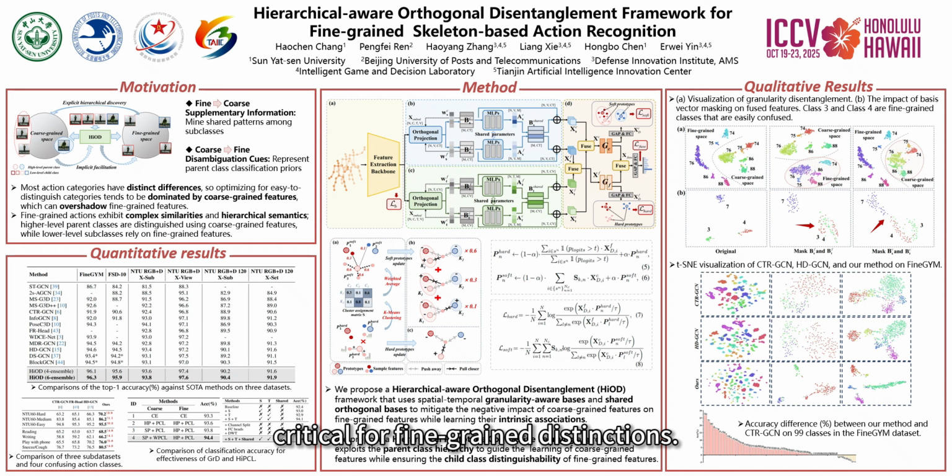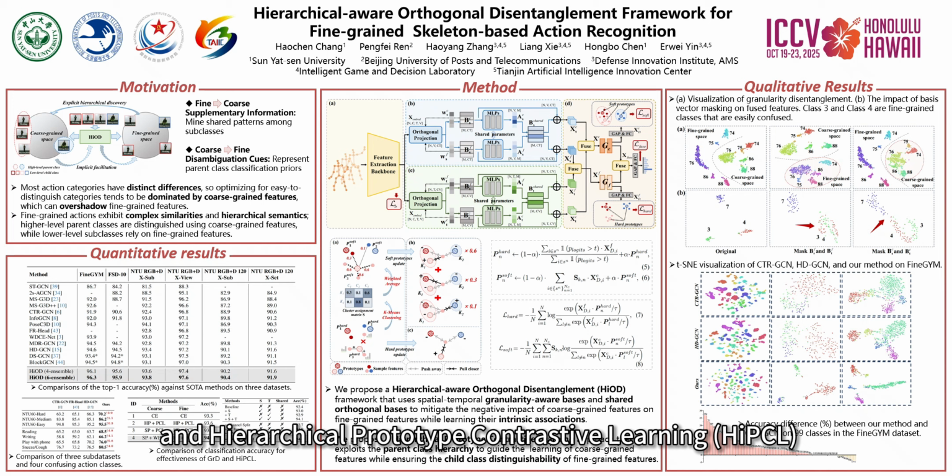distinctions. Additionally, actions often exhibit implicit hierarchical relationships. For instance, writing and reading share similar motion patterns and can be grouped under the same parent category. Our goal is to leverage this hierarchical structure to better disentangle coarse and fine-grained features and improve recognition of subtle human motions. We propose the Hierarchical-aware Orthogonal Disentanglement Framework, HiOD, which consists of two main components: granularity disentanglement (GRD) and hierarchical prototype contrastive learning (HiPCL).